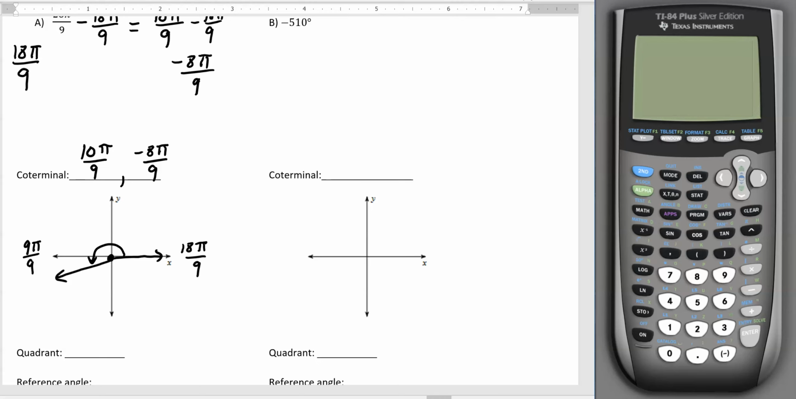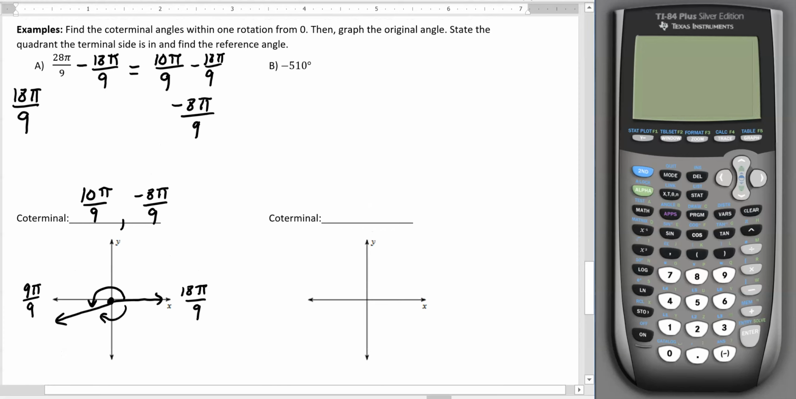It's negative 8 pi over 9 if I have this rotation. But remember, the angle I'm trying to graph is 28 pi over 9. So that is one whole rotation all the way around, and then we continue to there. So this here would be 28 pi. Oh, I forgot the 9.